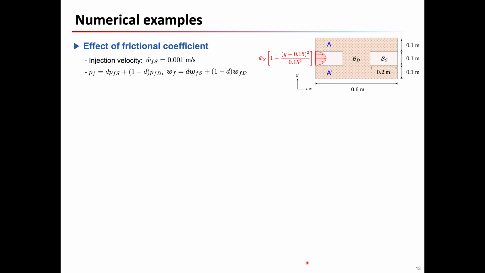We first conduct a numerical example to explore the effect of frictional coefficient. This test case consists of a rigid fluid channel that is intercepted by a porous medium. For the flow in the channel, we prescribed a parabolic flow velocity on the inlet, while the outlet pressure is set to be 0.